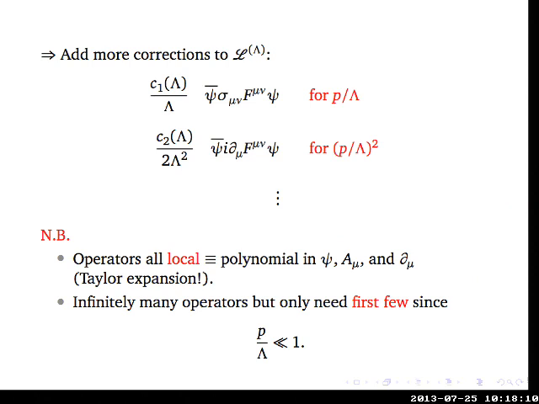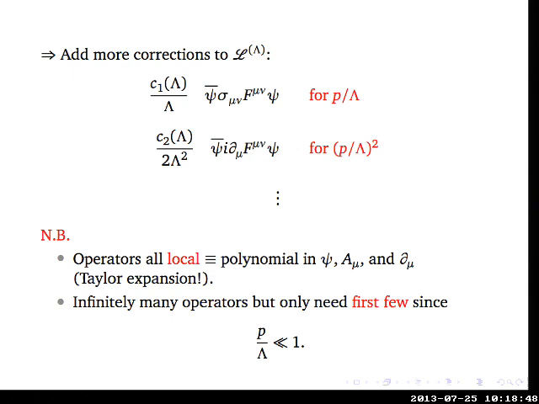So if you're only working to three significant figures, maybe you only need the first term, or maybe you don't need either of these terms. And it's up to you. Again, we've taken the high energy physics, the physics we don't know about, and we've jammed it into a list of numbers, of coupling constants, C0, C1, C2. In principle, there are an infinite number of those C's, but in practice, you'll only need a small number of them because you're working way below the cutoff, P much less than lambda.